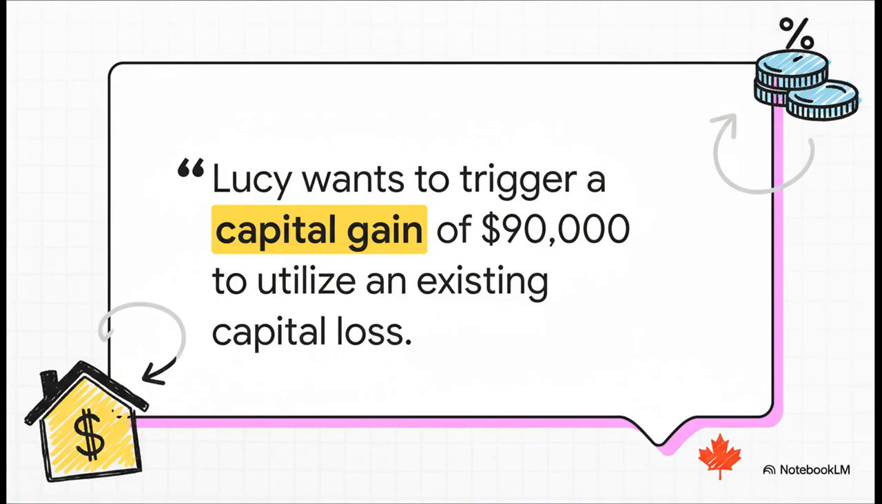Now, this is where it gets really clever. Lucy could elect the lowest possible price to defer the maximum tax, right? But she doesn't. Why? Because she has an old capital loss sitting around that she wants to use up. And to do that, she needs to trigger a capital gain. Specifically, she wants to trigger exactly $90,000 of gain. So she does the math. Her original cost was $500,000, add the $90,000 gain she wants, and voila! She elects a transfer price of $590,000. It's a precise strategic move.